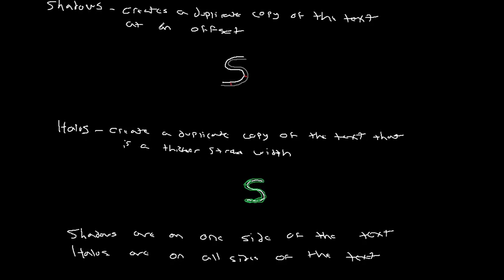So hopefully that makes sense. Again, shadows are just an offset. Halos are basically surrounding the text with color. So let's take a look at some examples of when you would want to use these concepts of shadows and halos to increase contrast. Okay.